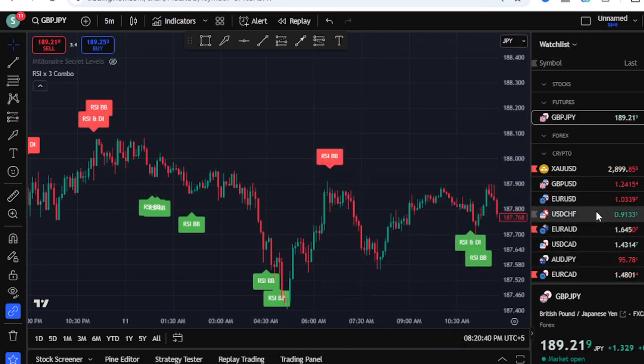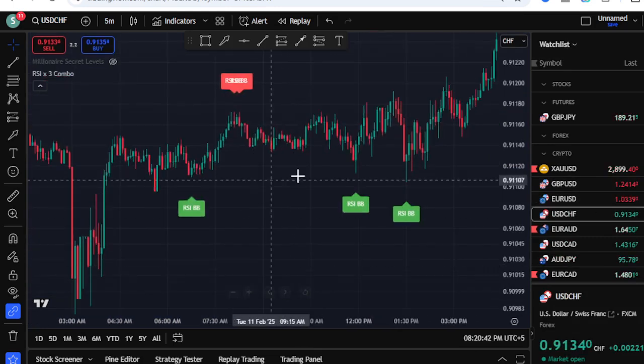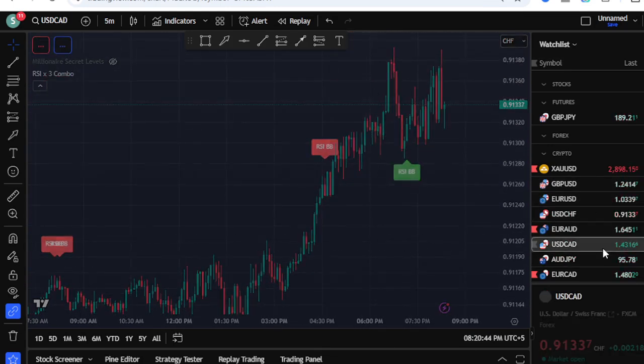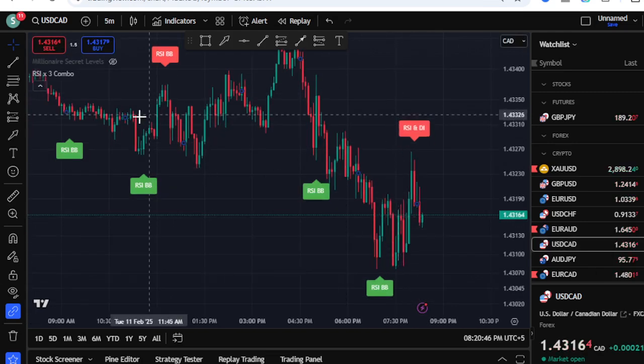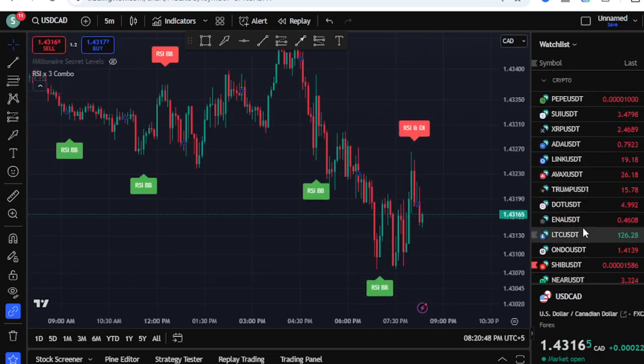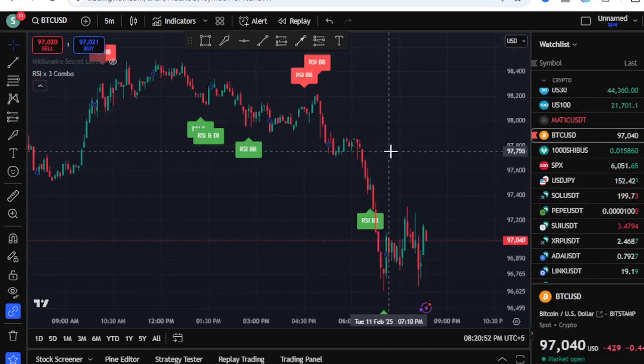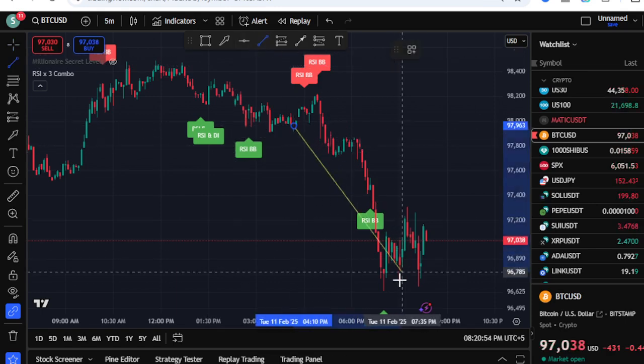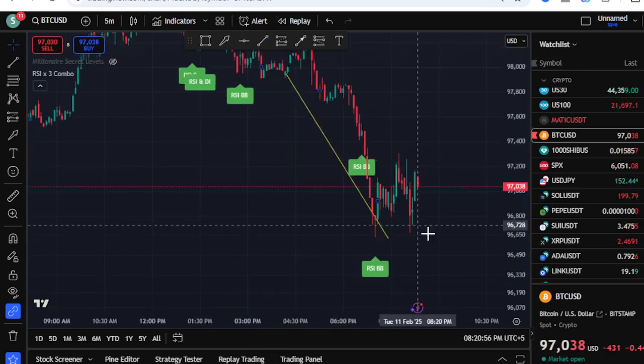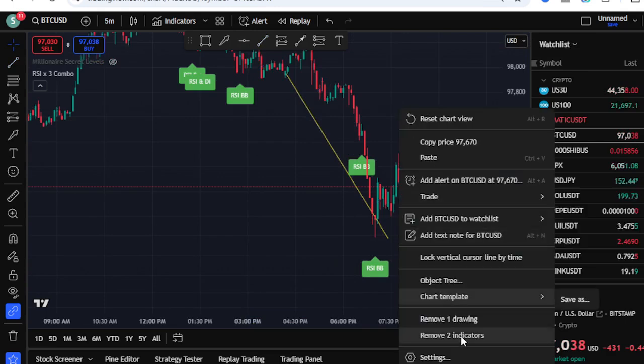Let me show you more examples. You can see these are simple buy and sell signals, and this works on everything like forex, stocks, crypto. Let me show you on crypto Bitcoin. Again the same concept: the market is trending down, so don't use the bullish signals. Instead, go for a selling opportunity when you have it.